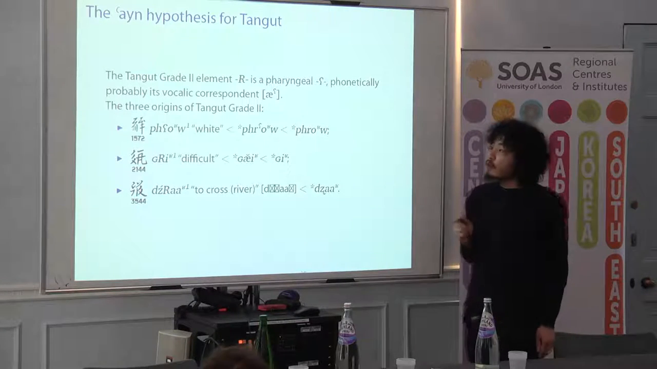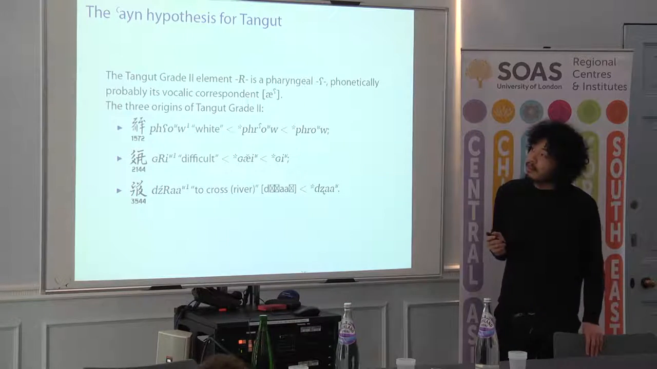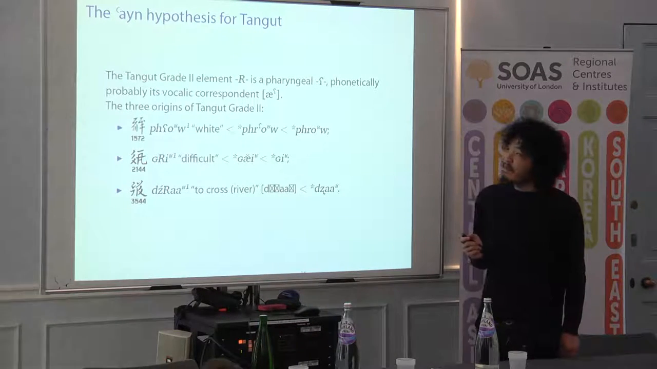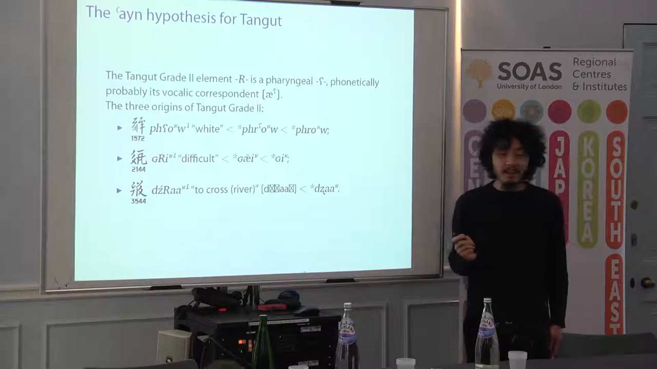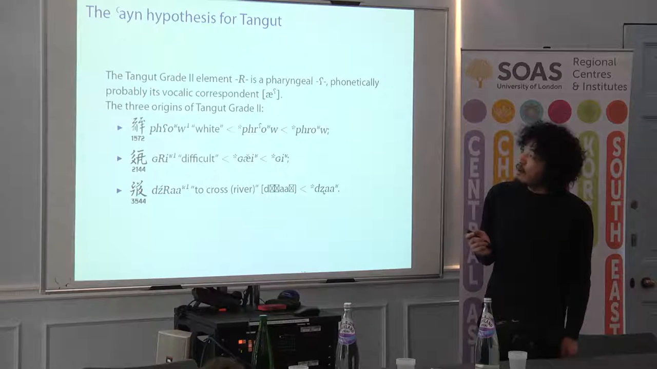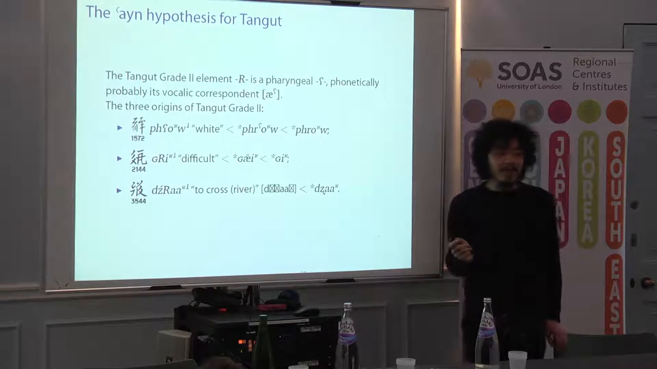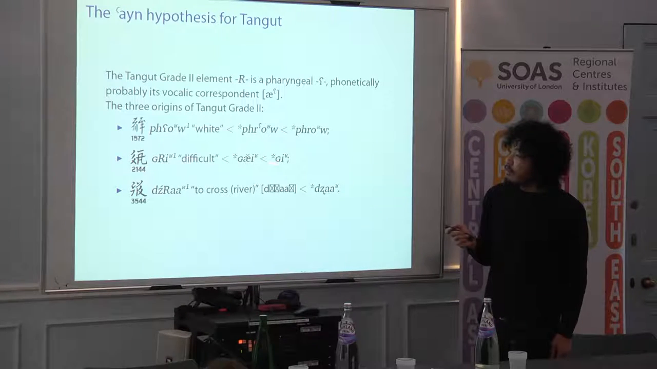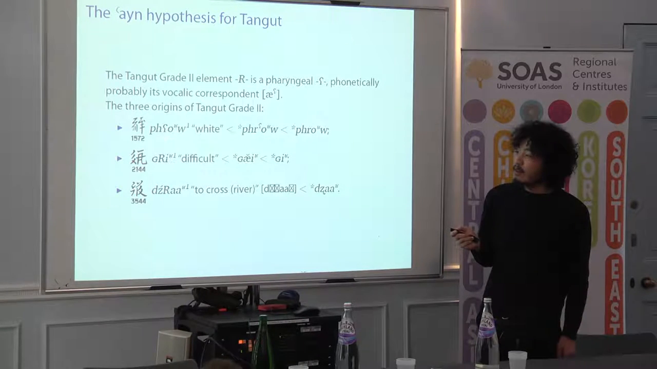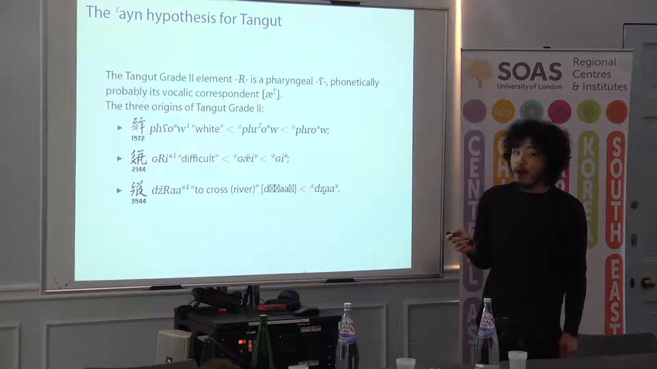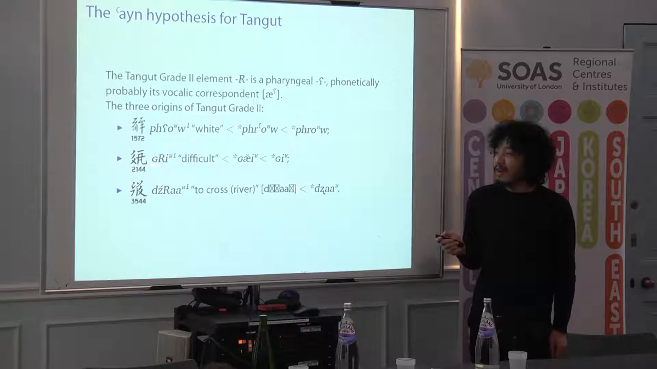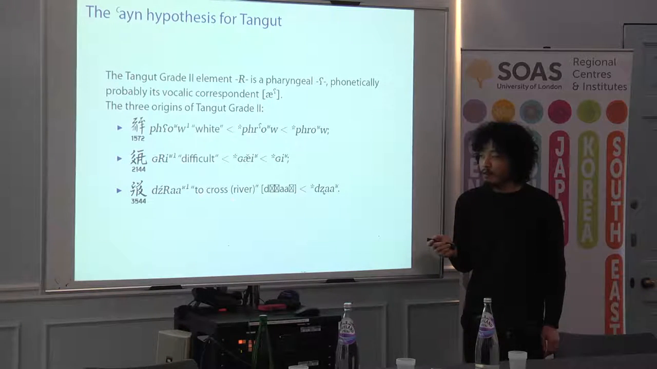So what do I feel about it? Well, I call it the Ain hypothesis, because I think it is an Ain. So phonologically, I will call it a pharyngeal, and phonetically, it's the vocalic correspondent of Ain, which is the A, and very pharyngealized. So, for example, white is pronounced pow, pow. Difficult is pronounced gai, gai. And to cross the river is pronounced da, da.